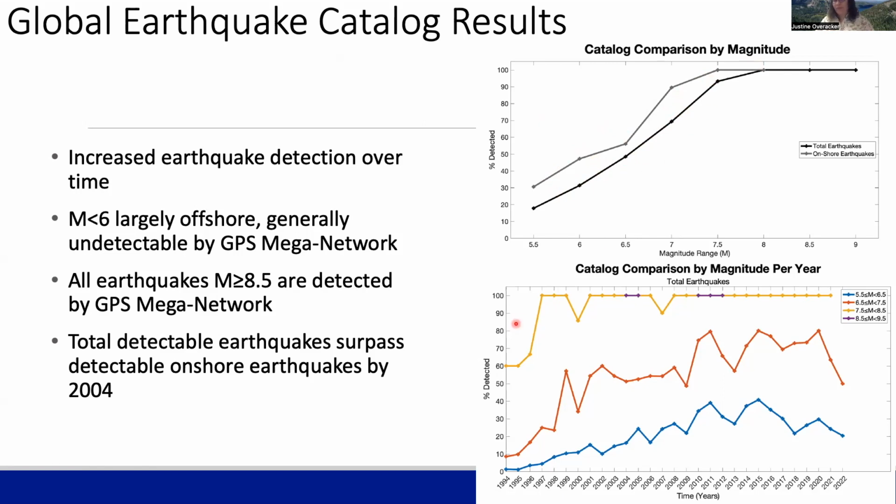On the bottom, we're showing catalog comparison by magnitude per year. So as the GPS network grows, there's an improvement as far as percent detected. The lower magnitude earthquakes, which occur along mid-oceanic ridges for the most part, are not doing so well, but those higher magnitude earthquakes are significantly better detected by the GPS mega network.